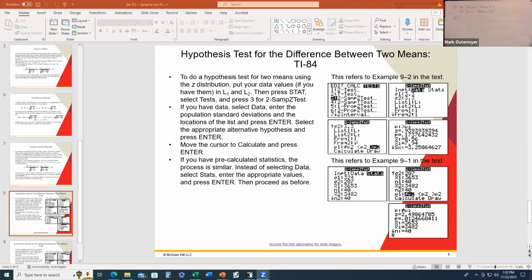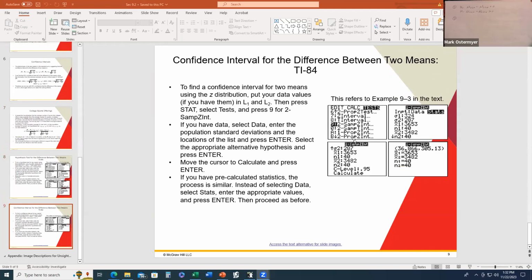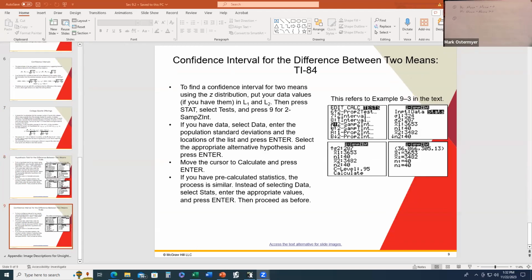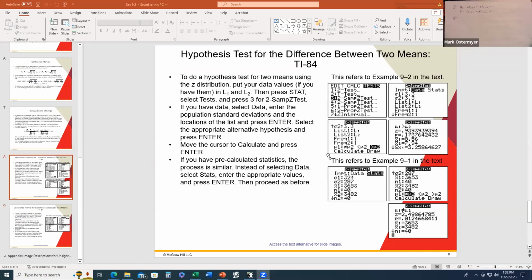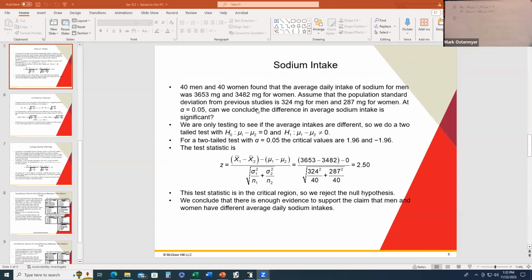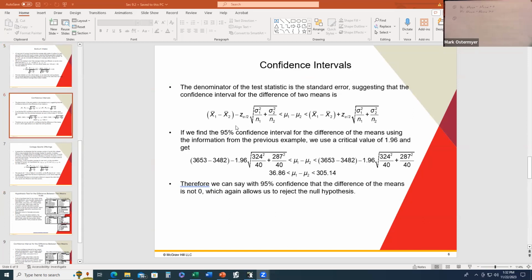And this is just showing you on the calculator how to take care of business. Let's see here. Oh, I want to show you how to build a confidence interval, ladies and gentlemen. Let's go back here. Remember, for the problem which dealt with the sodium intake, the mean sodium intake of men versus women. Let's show you how to build a confidence interval on our calculator instead of having to go through this manually. So let's bring up our machine.